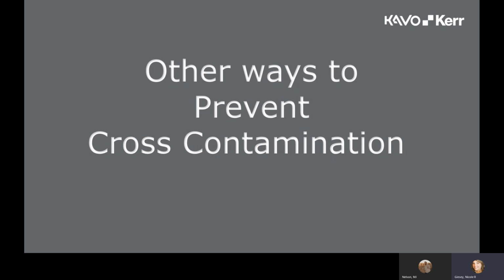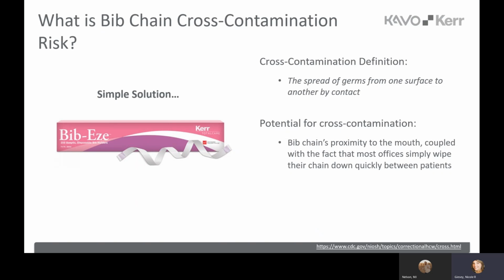So what are some other ways to prevent cross-contamination? One big one that I have always seen in the offices is bib chain cross-contamination. As we have all the buzz right now about aerosols, if you're using a metal bib chain, those aerosols and contamination in the spatter can go right inside that bib chain. Even if you spray it, it doesn't get thoroughly cleaned or disinfected.